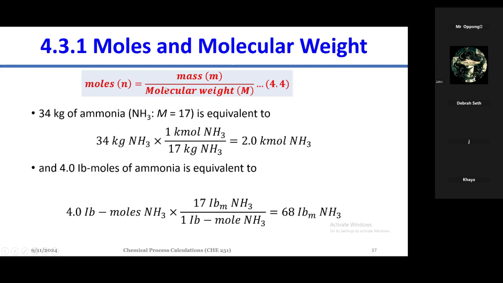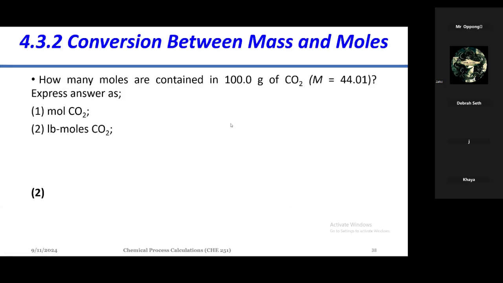You can still use the formula here. If you want mass, you just have to multiply your moles by your molecular weight. By the conversion factor, 17 pound mass of ammonia contains 1 pound mole of ammonia. Right? So what do 4 pound moles of ammonia contain? Because this is a numerator here, we have to make sure that our moles here becomes a denominator. So this and this cancel out. Now you can have 4 times 17, and that will give us 68 pound mass of ammonia. Just make sure that your units are consistent. So you can try this one out.